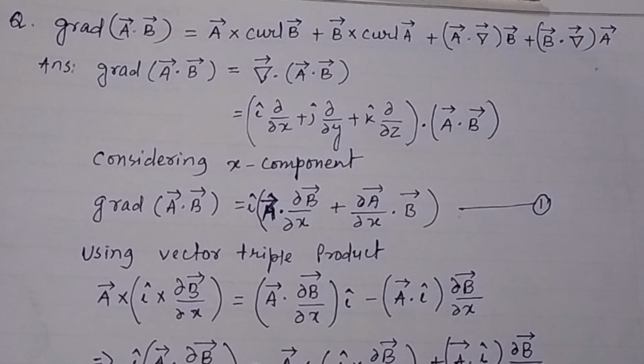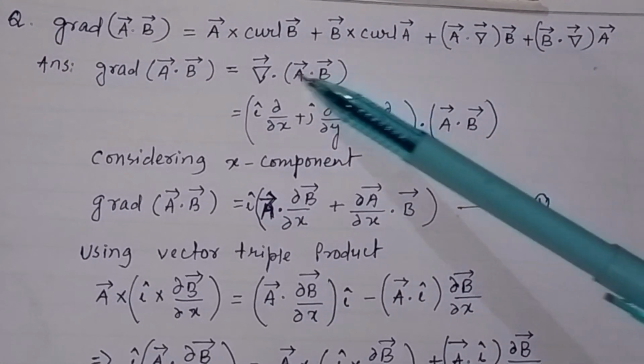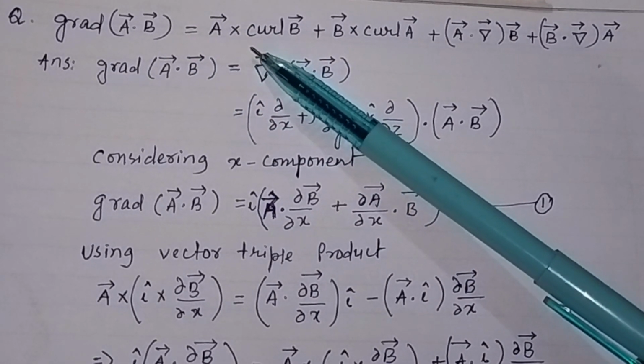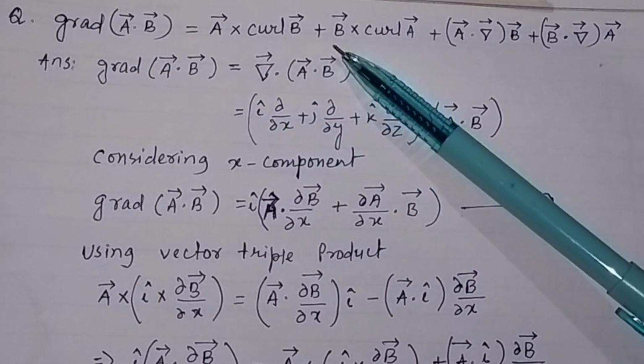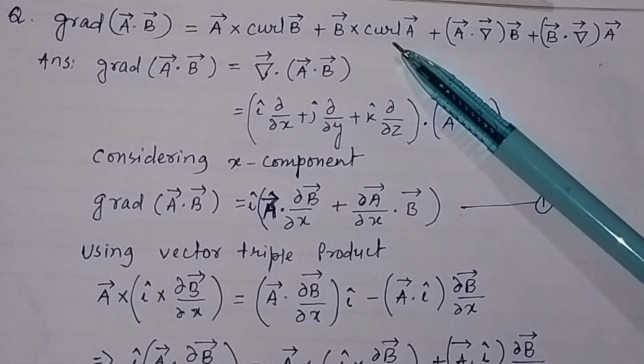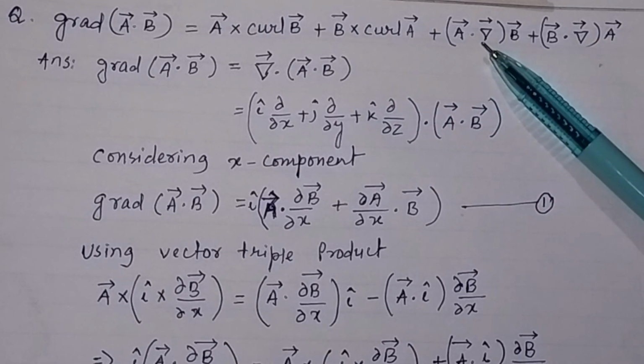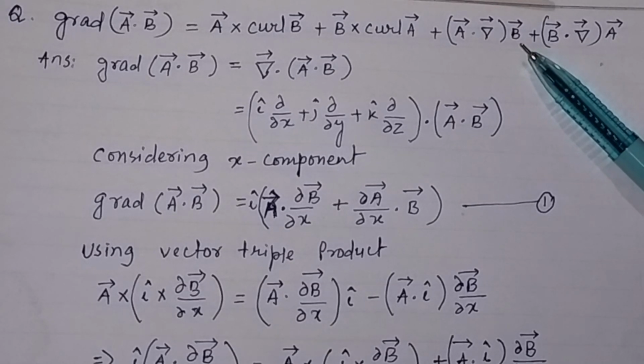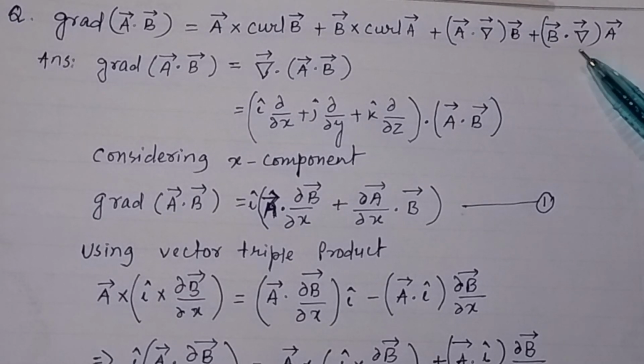Prove the vector identity: gradient of A dot B is equal to vector A cross curl B plus vector B cross curl A plus (A dot del operator) with vector B plus (B dot del operator) with vector A.